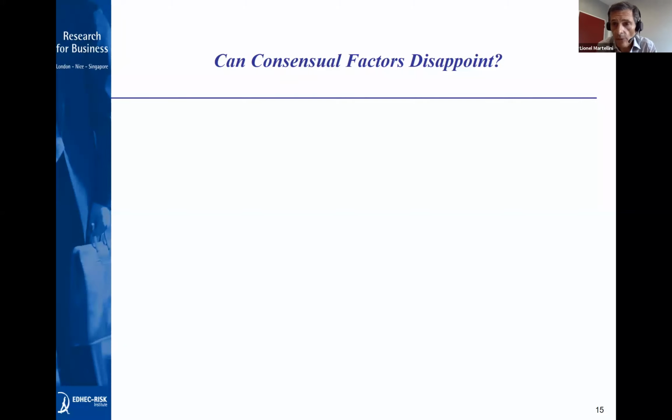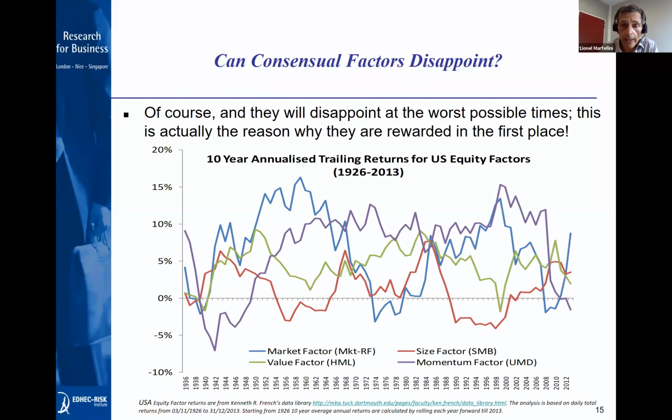Of course, those consensual factors such as value, size, momentum, low vol, and others like investment, profitability, you name them, they will disappoint. Not only are they going to disappoint, but they actually are going to disappoint you at the worst possible times. In other words, they are going to disappoint you in times of crisis, which is the moment when you need performance the most. Well, that's exactly when they will disappoint you. Now, this is actually the very reason why they are rewarded in the first place.